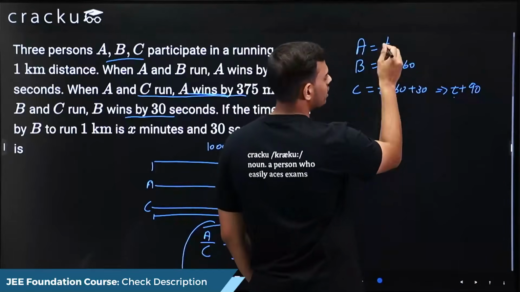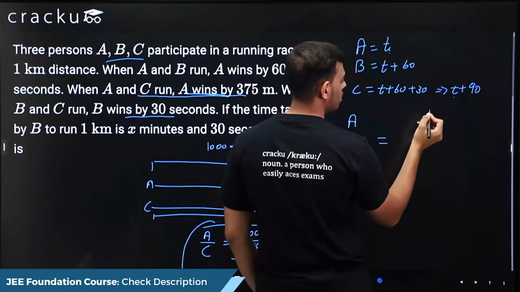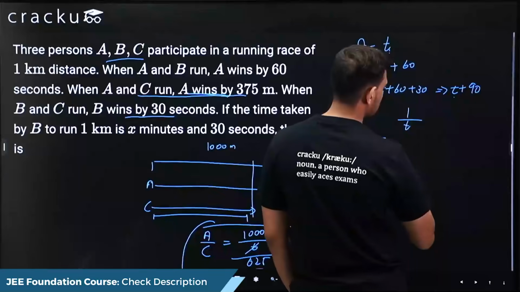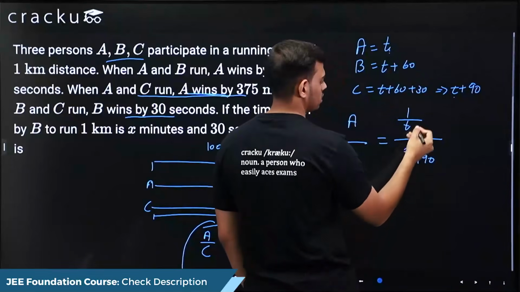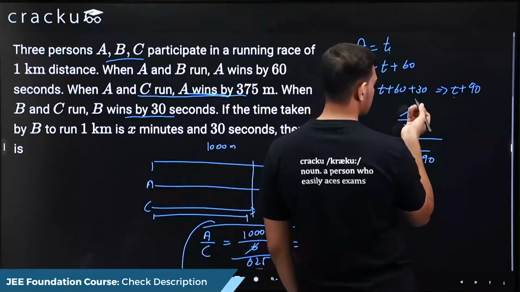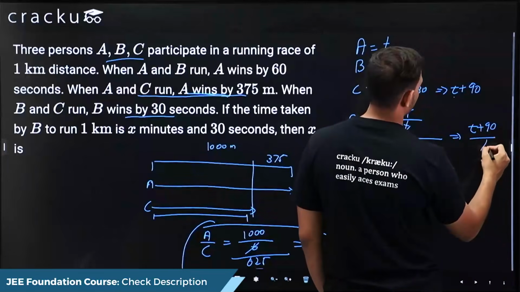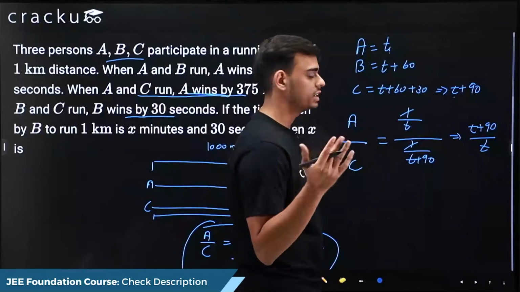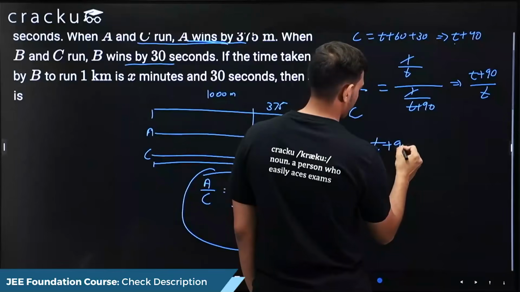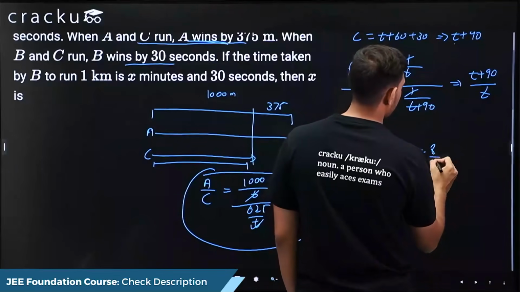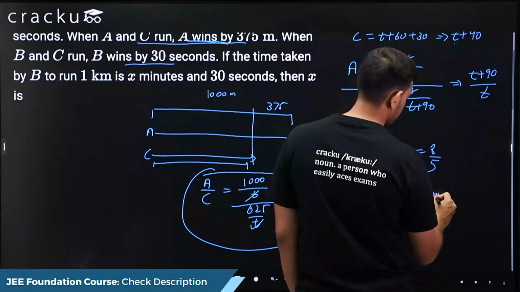So from here, I can calculate the speed of A and C again. The ratio of speeds of A and C will be distance by time taken, again distance by time taken. No need to cancel out, but these are the distances. We get the ratio of speeds to be the inverse of the ratio of time taken for the constant distance. This ratio should be equal to this. From here, I get T equals 150 seconds.